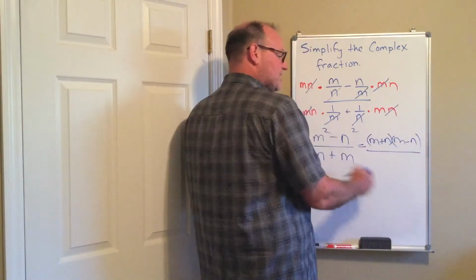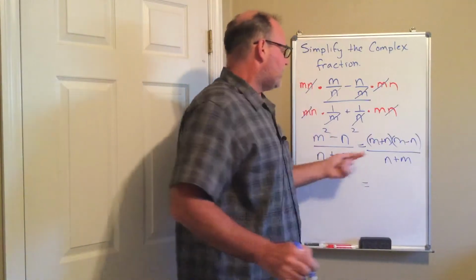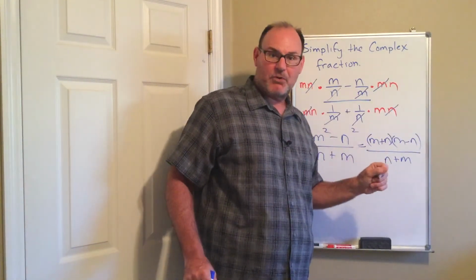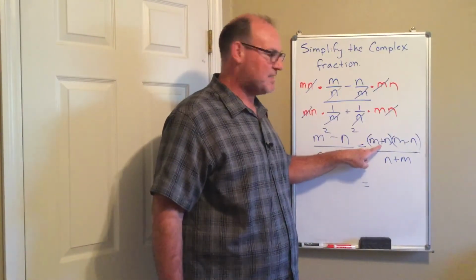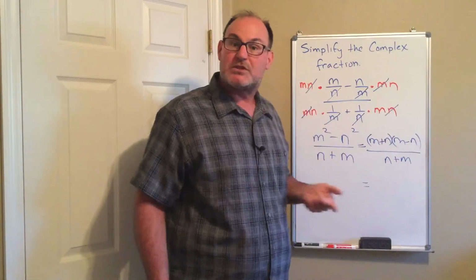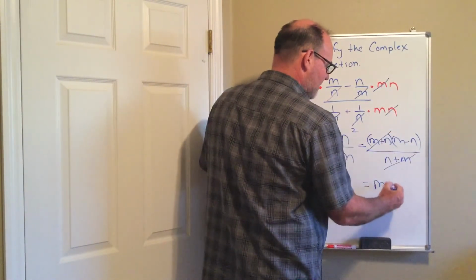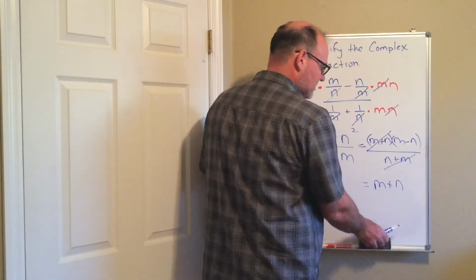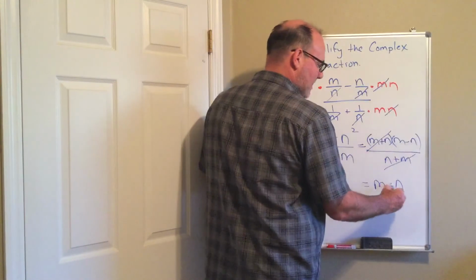The denominator does not factor, n plus m. Addition is what's called a commutative property. It does not matter what order you add things in. So m plus n is the same thing as n plus m. So I can cancel those. They're the same factor. And what I'm left with in this example is m plus n. Nope, I'm sorry, that's wrong. Let me fix that. What I'm really left with is m minus n.